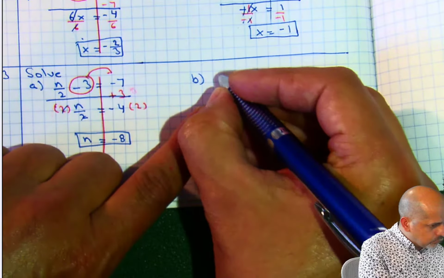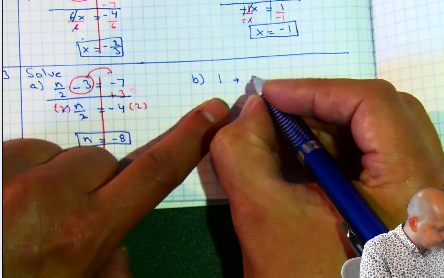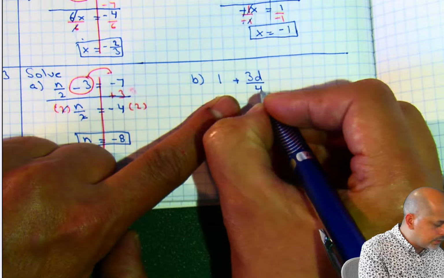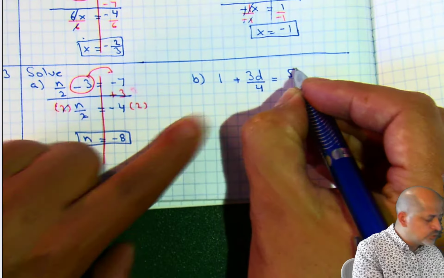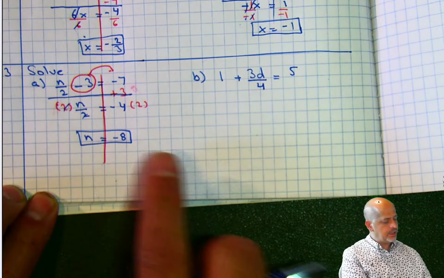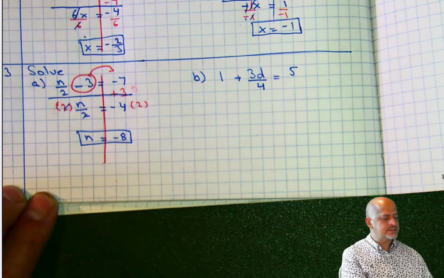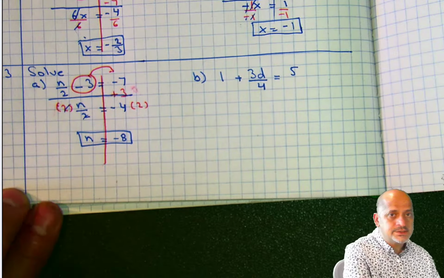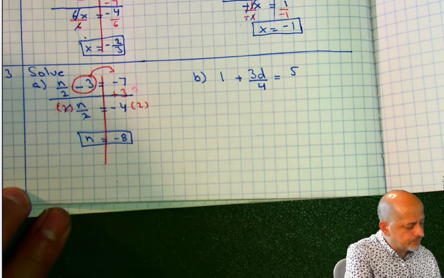So we have 1 plus 3d over 4 is equal to 5. So notice that your variables can be anything. It doesn't have to be an x. It can be an n, a d, an x, a y, a p. D for d's, so we're going to use d this time.